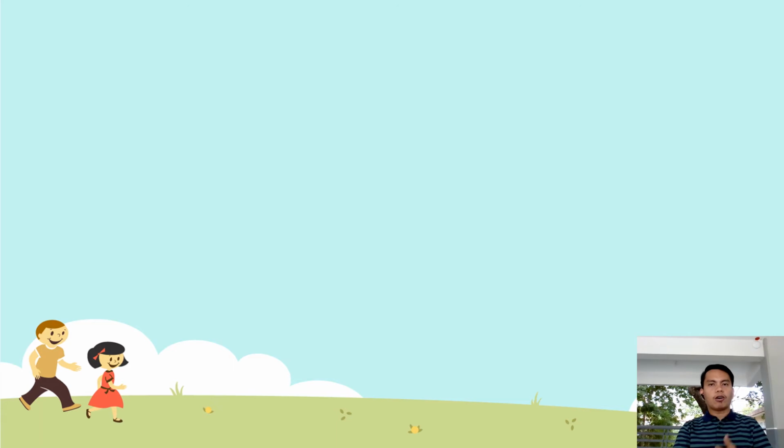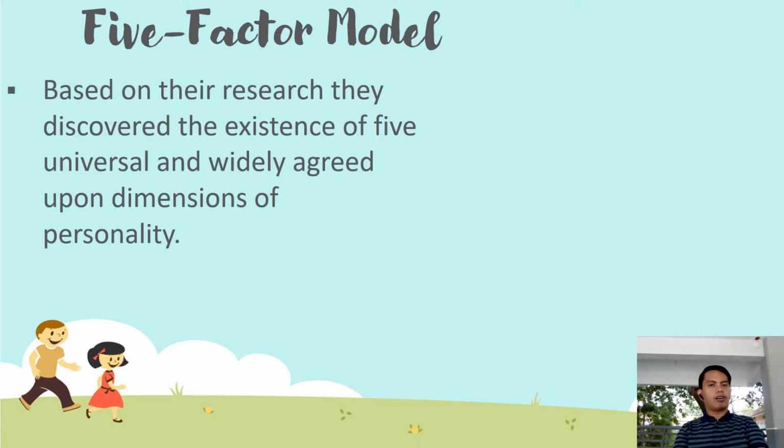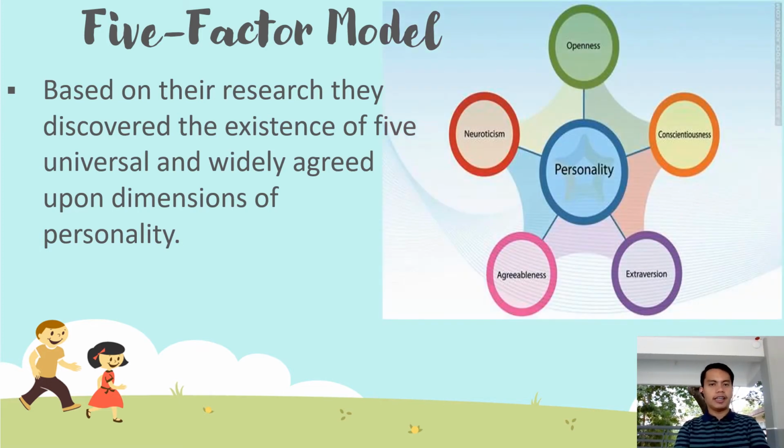In 1992, psychologists Costa and McCrae developed a categorized scheme that describes personality. They called it the five-factor model. Based on their research, they discovered the existence of five universal and widely agreed upon dimensions of personality. And what are these? We have openness to experience, conscientiousness, extraversion, agreeableness, and neuroticism.